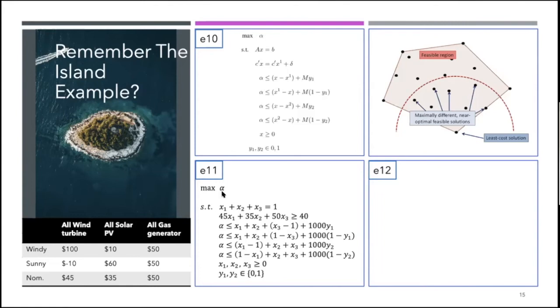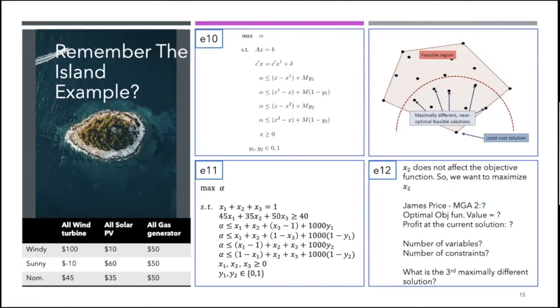Right? So I'm not going to ask you to solve this problem. It's complicated enough. But if you want at home, you can solve this problem and see if the solution to this problem is equal to the second MGA solution that we computed from the hop, skip, jump formulation, right? You can also again modify this problem to solve for the third maximally different solution.